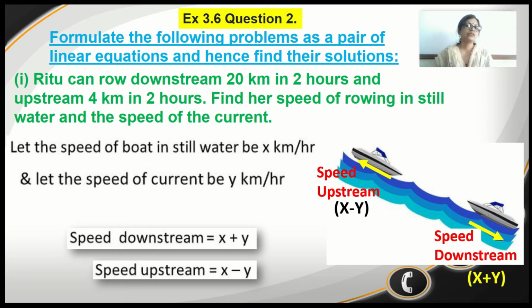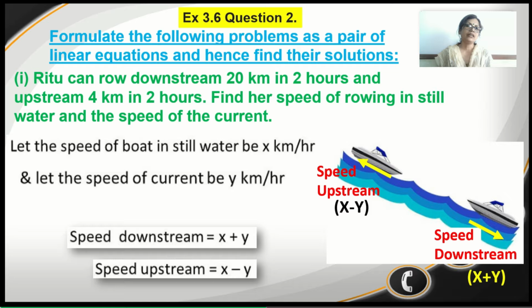This particular thing is very, very important in the sum, and this is one of the very, very important sums as far as the exam is concerned. This may come for 4 marks, and the upstream downstream boat sum is a famous one in the exam. So please understand it and look at the sum carefully.